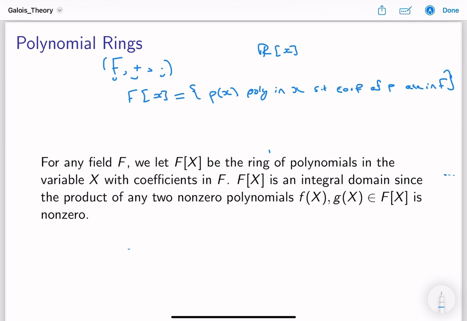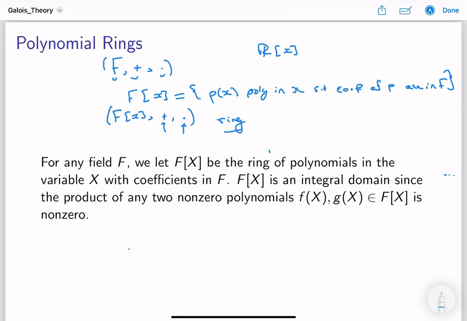Alright, so what we're going to do is equip this set with two operations. The first operation is addition, and the second is multiplication. Now, with these two operations, this set forms a ring. And it's quite easy to see why. Addition and multiplication are defined in the usual way you'd add and multiply polynomials. So it's clear that it actually forms a ring, and we proved something similar in a previous video.